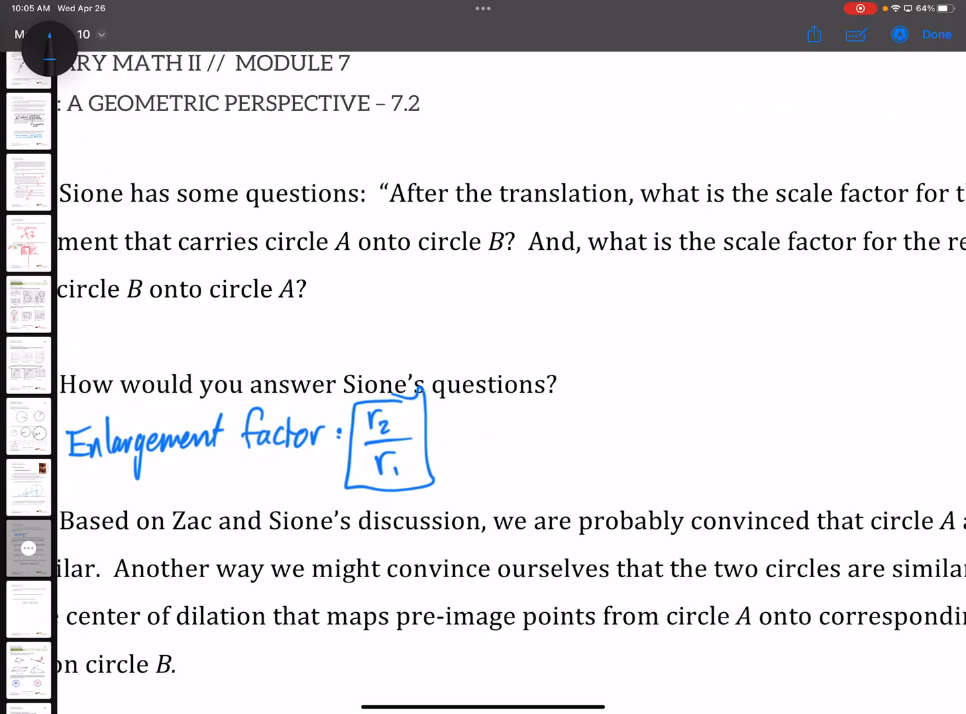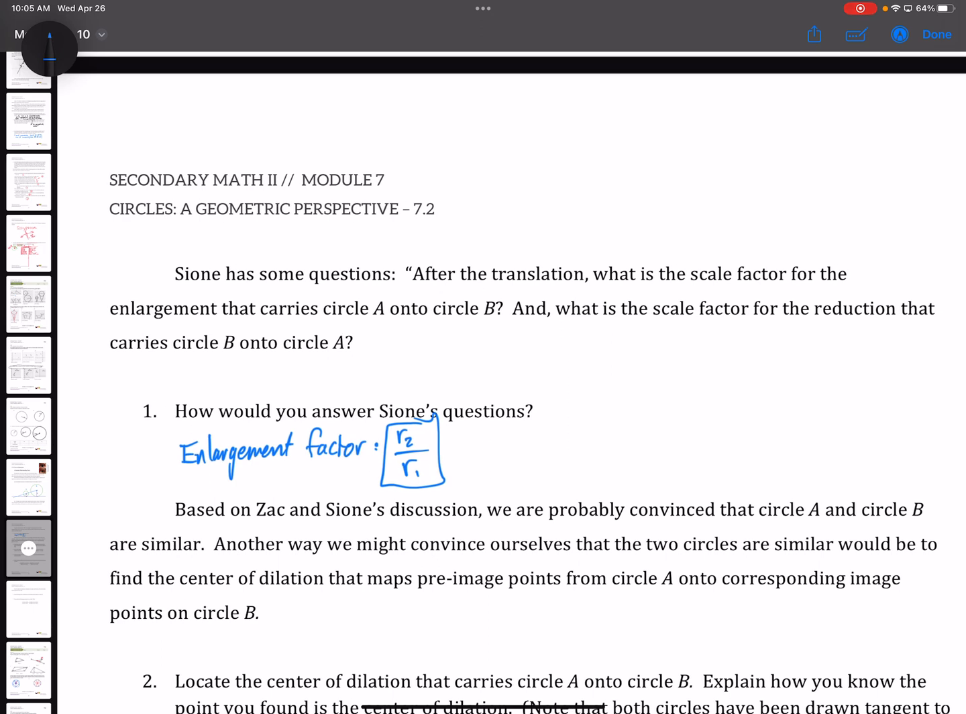Okay? How about the scale factor for reduction, or the reduction factor? That'd be R1 this time over R2. Exactly. Very nice. So that would be the multiplier to make it smaller.